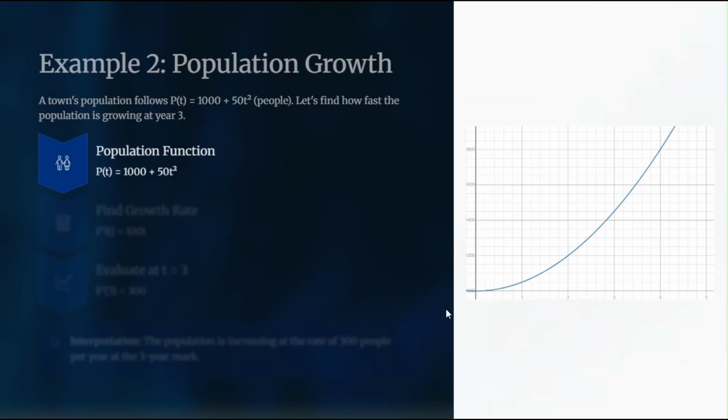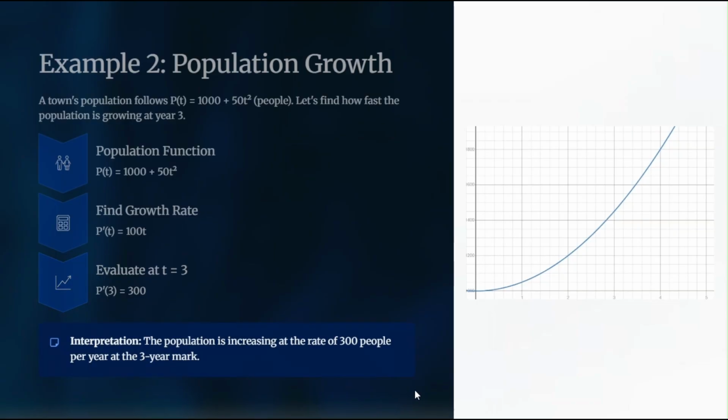So our population function is p of t. In order to find the growth rate, we'll find the derivative of p of t. So p prime of t will be equal to 100t. And to find how fast the population is changing at time t equals 3, we'll substitute 3 for t into p prime of t, and that will be equal to 100 times 3, which is 300. So what does that mean? The population is increasing at the rate of 300 people per year at the 3-year mark. And here we have the graph of the function at the 3-year mark, right here. You can see that the population is increasing.